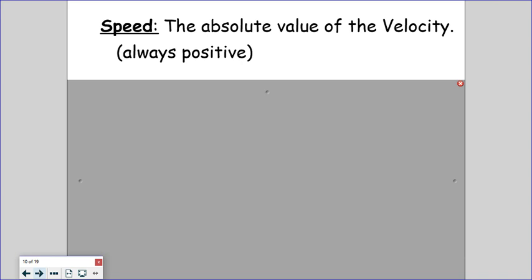Speed is another value that we're going to be finding today, and speed is velocity, but always positive. So it's the absolute value of our velocity, or the absolute value of the derivative of our position.